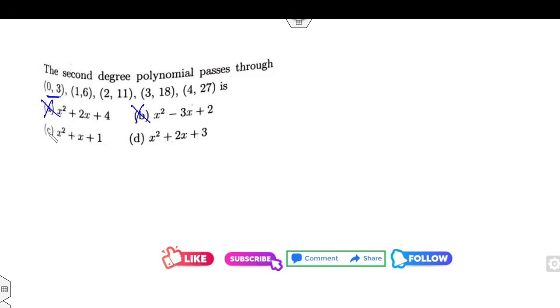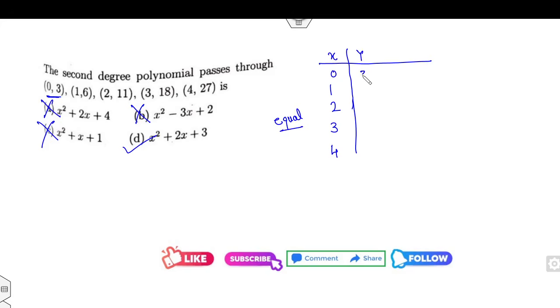Only the right option, D, is the correct answer. Because these options are very simple, I have to draw a table with 1, 2, 3, 4. Again, you can see they are equally spaced. What is the value of y? 3, 6, 11, 18, 27.